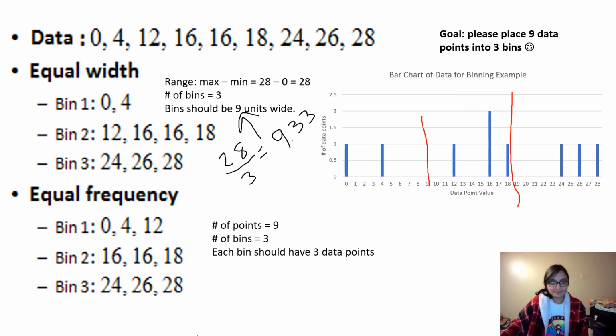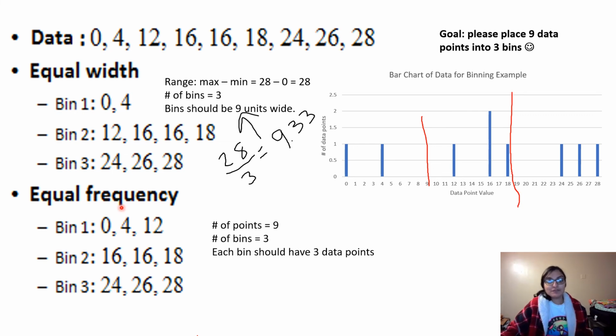9.33 units wide. And we see 0 to 4 is going to be the first bin. Sorry, it's not that straight right now, but this is 0 to 4 for the first bin. Then the second bin is 9-ish to 18-ish, 18.66, so all these values here will fall in bin 2. And then the last bin is just everything to the end, so 24, 26, and 28 will fall into that category. So that's how you can view equal width binning: each bin, like the ruler, has essentially the same width.